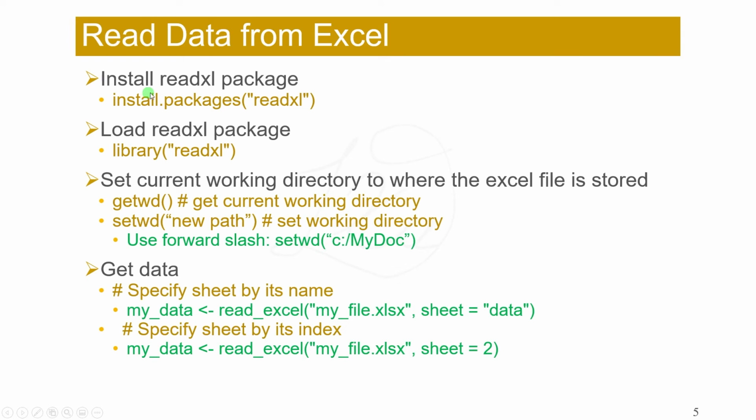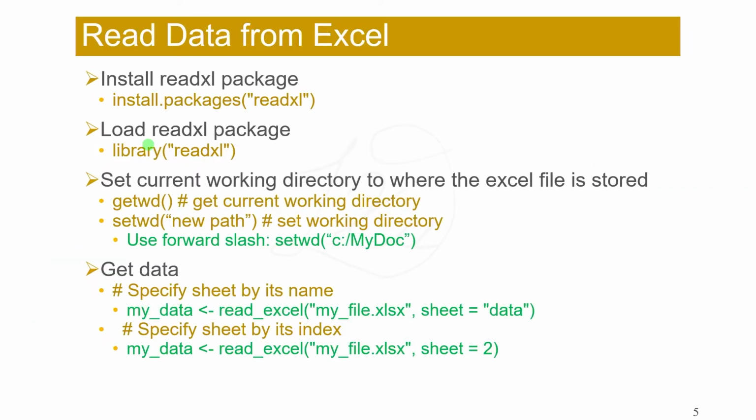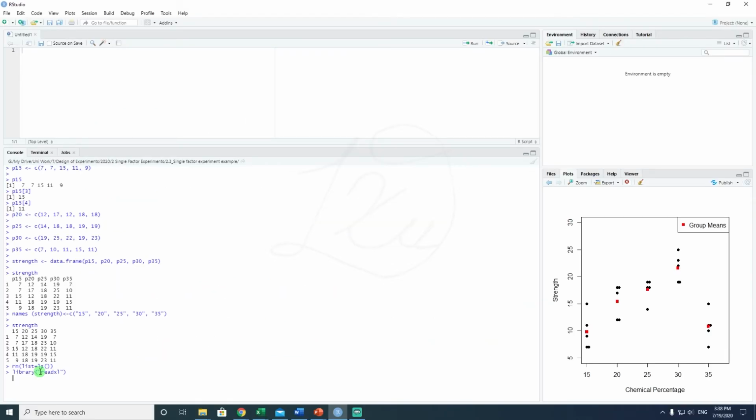Next, install the readxl package by using this code. You just need to put in this script and hit enter. Wait until the installation process finishes. I will not do it since I have already installed it on my computer. Next, load the readxl package by using this code. I type it in here and enter.